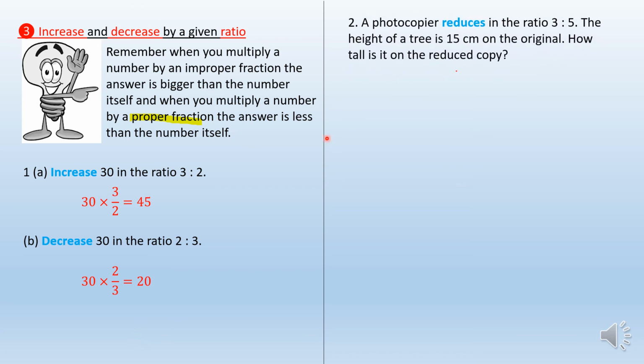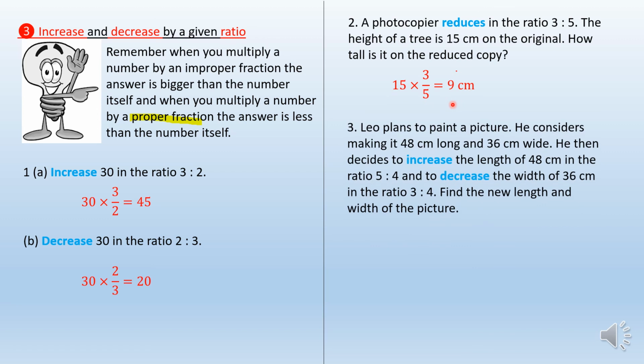Okay, so let's bring in another question here. It says a photocopier reduces in the ratio 3 to 5. The height of a tree is 15 centimeters on the original. How tall is it on the reduced copy? So reduced means you are supposed to decrease by the given ratio. So 3 over 5, a proper fraction, times 15 gives you 9 centimeters.